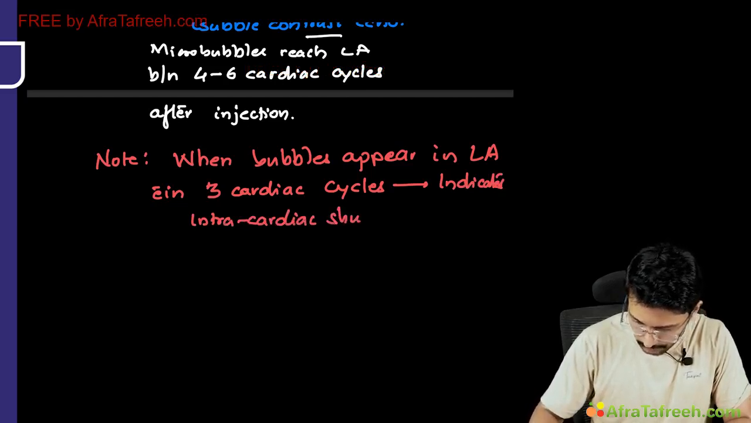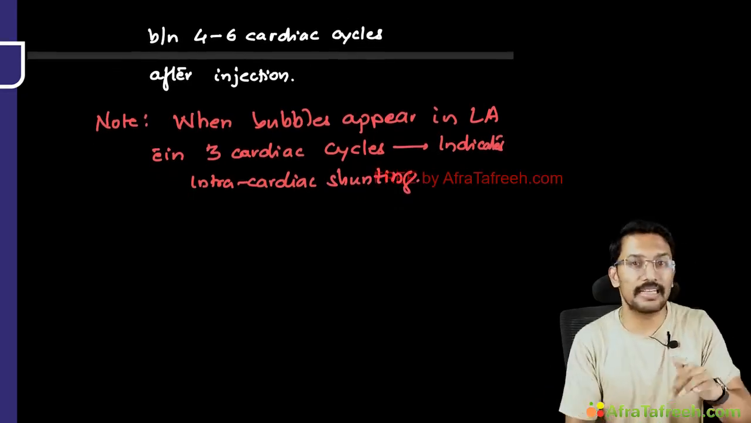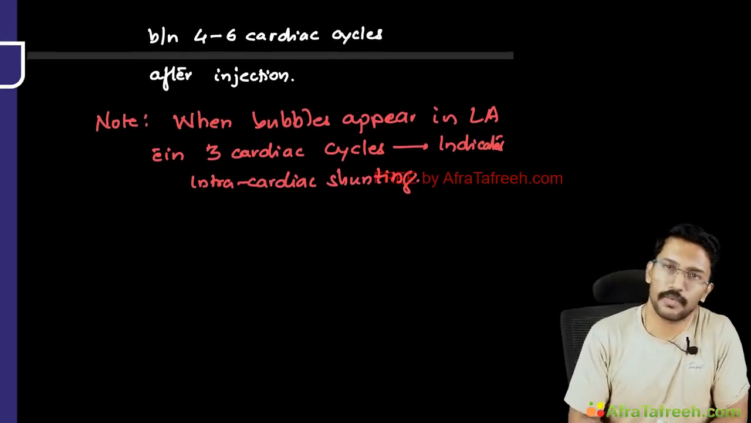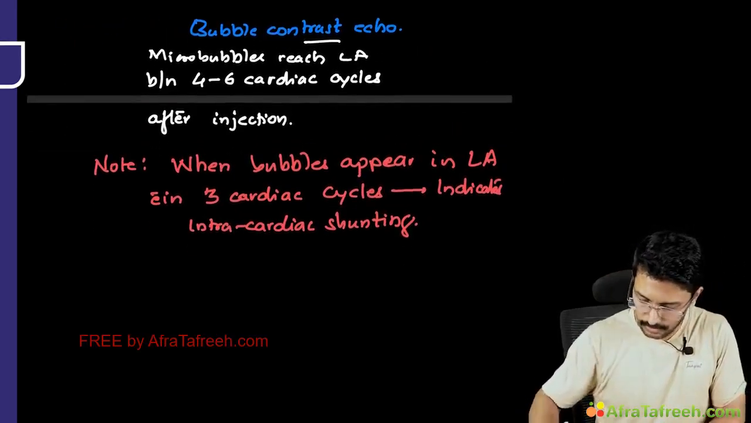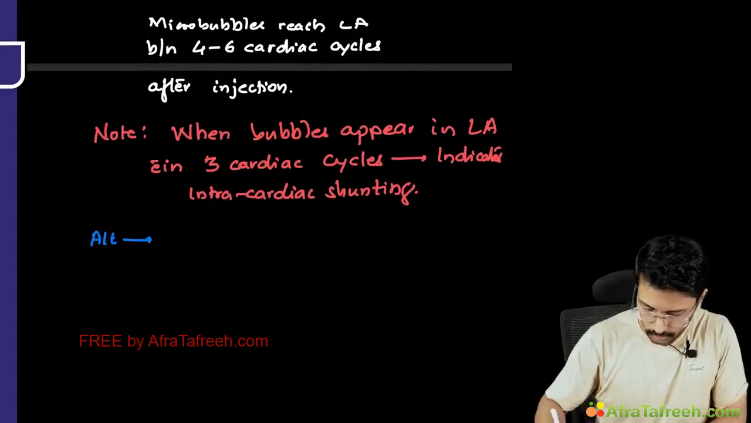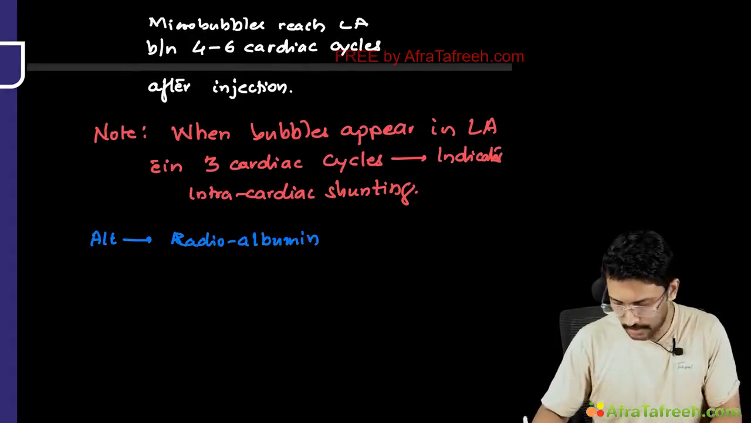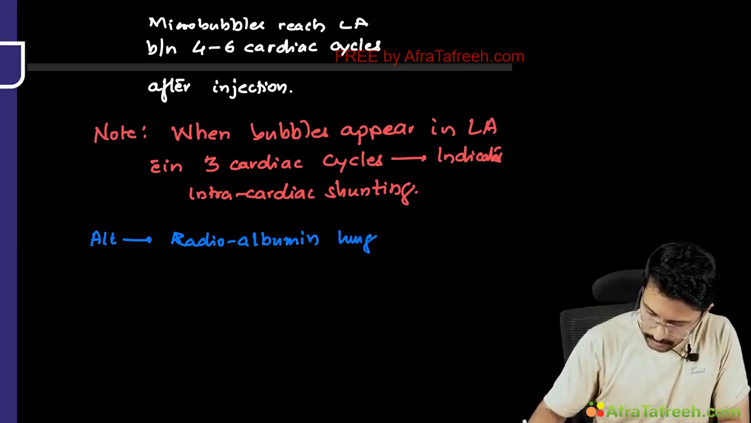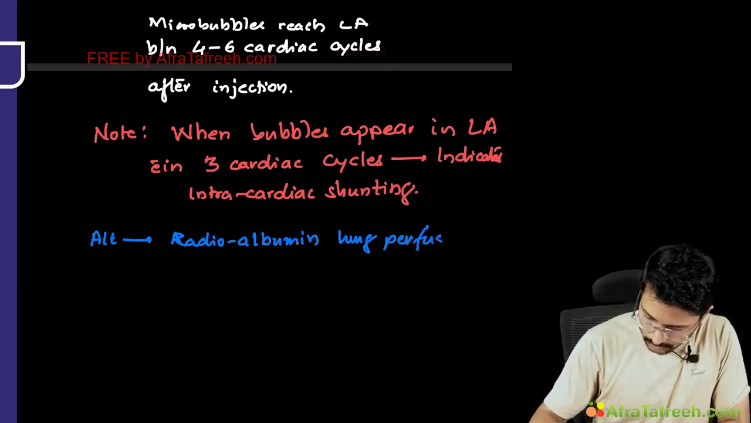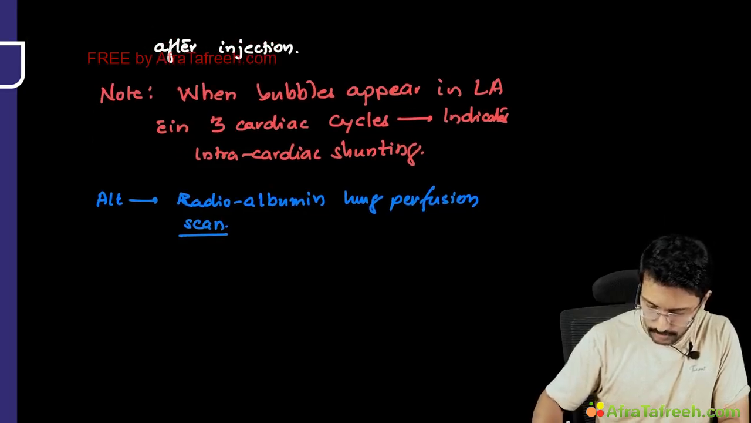Intracardiac shunting. When it appears between 4 to 6 cardiac cycles, it indicates intrapulmonary shunting or pulmonary vasodilatation. Okay. Now what else can we do alternatively? Gold standard is this, but alternatively, as I've already told you, you can do a radioalbumin or radioactive albumin tracer lung perfusion scan. Okay, and here I have told you to remember one number, right?